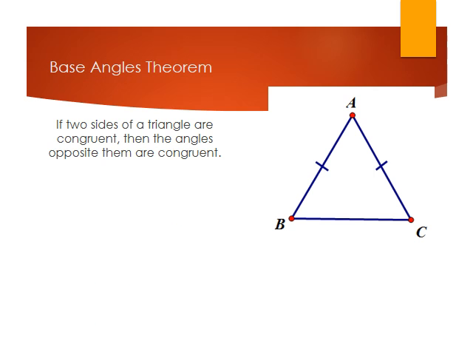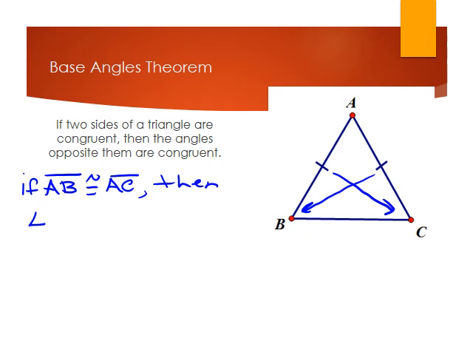So we have what we call the base angle theorem, and it says if two sides of a triangle are congruent, then the angles opposite those are congruent. So what I tend to do is take this congruent symbol and draw an arrow, so that tells me what angles are opposite the sides. So in this case, if side AB is congruent to side AC, then angle C, opposite AB, is congruent to angle B, is all that is saying.